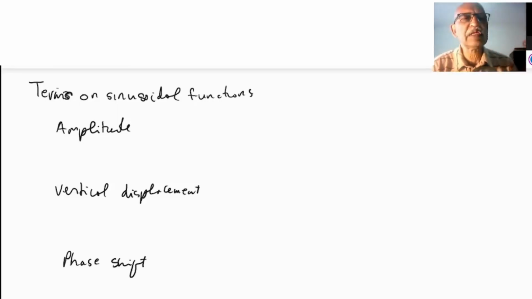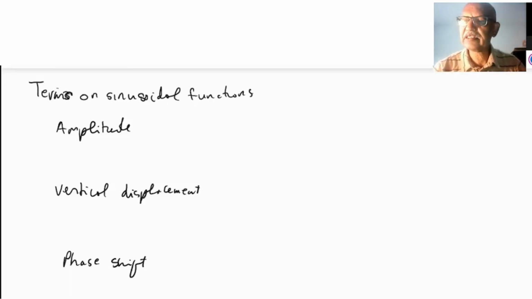Okay, good morning. So today our lesson will be again about sinusoidal functions. But before we do transformations for sinusoidal functions, we have to know the terms and definitions of some concepts. So the first thing we will see is amplitude.